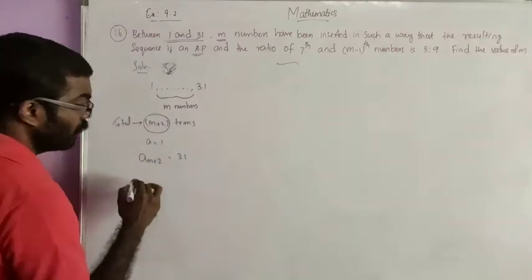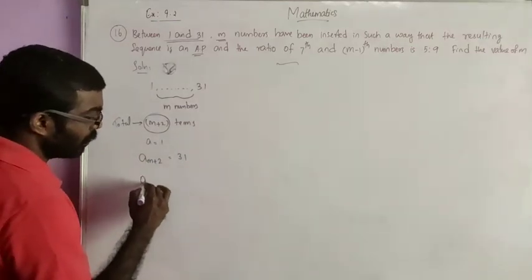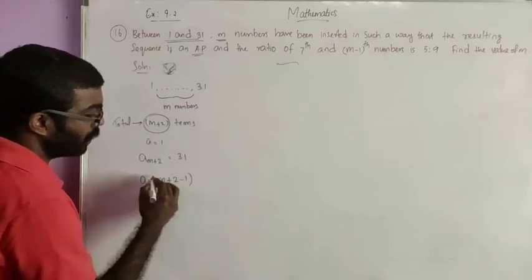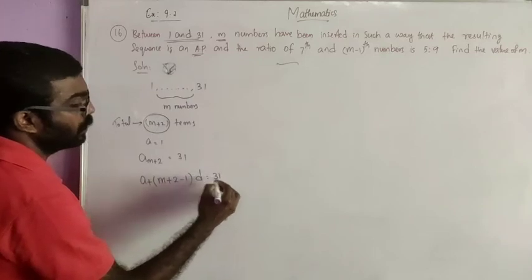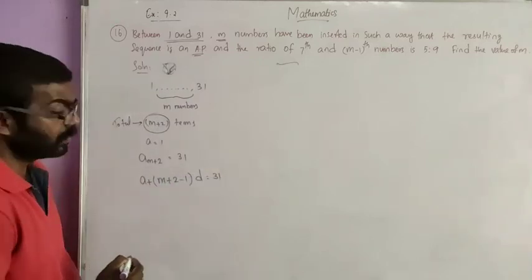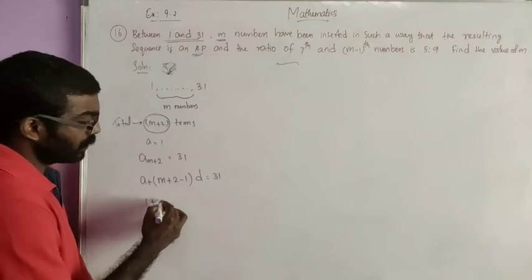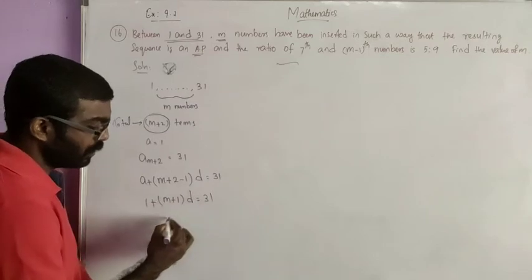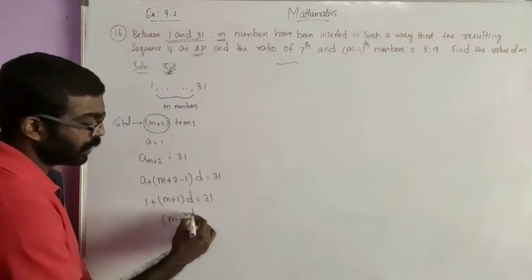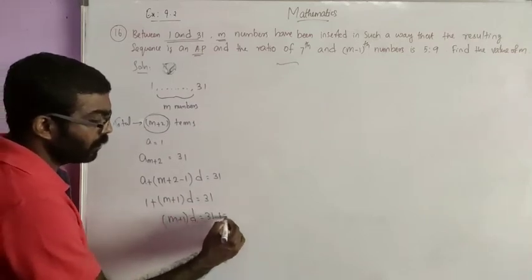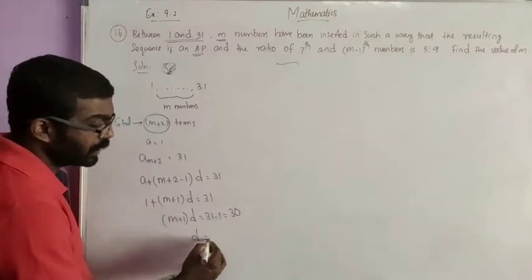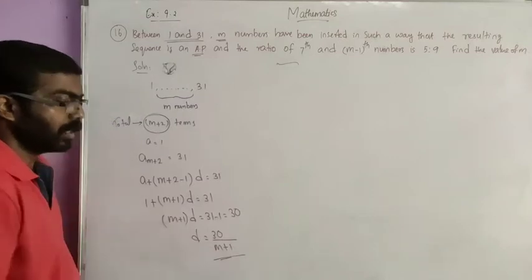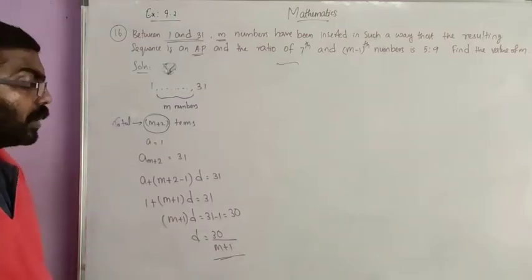Clear? Now we can use the formula a_n is a plus n minus 1 into d. Here a plus m plus 2 minus 1 into d is equal to 31. That is 1 plus m plus 1 into d is equal to 31, or m plus 1 into d is equal to 31 minus 1, which gives 30, or d is equal to 30 divided by m plus 1. The common difference is 30 divided by m plus 1.